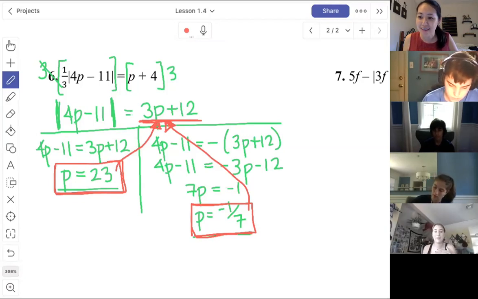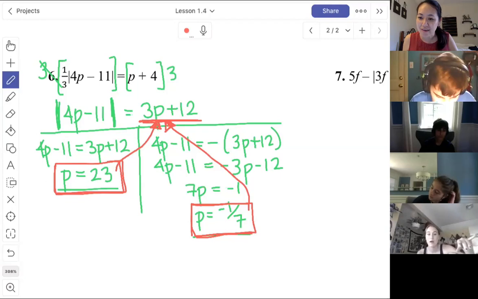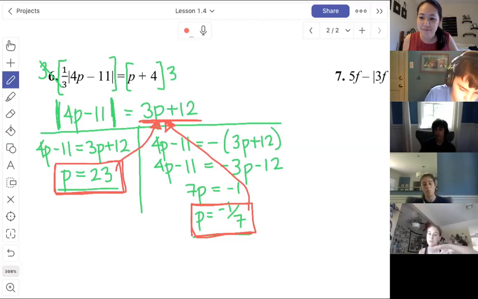Sorry, I have a question regarding the brackets. You said that they're part of the grouping symbols. When we multiplied the equation by 3, I noticed that 4p minus 11 didn't get multiplied by 3. So when you have those absolute value bars, do they just ignore multiplying outside of them?